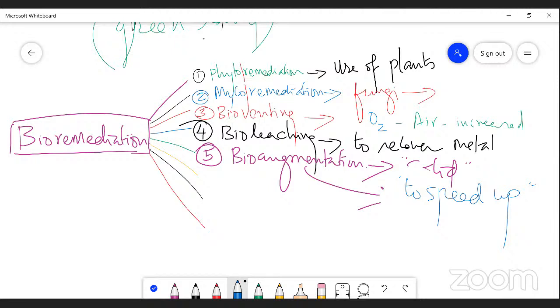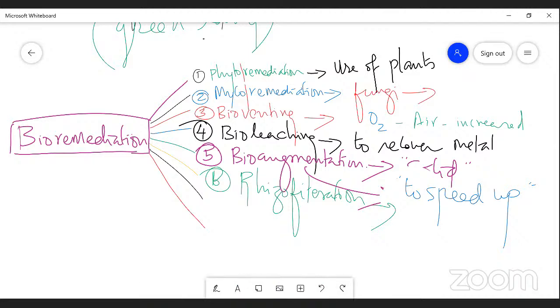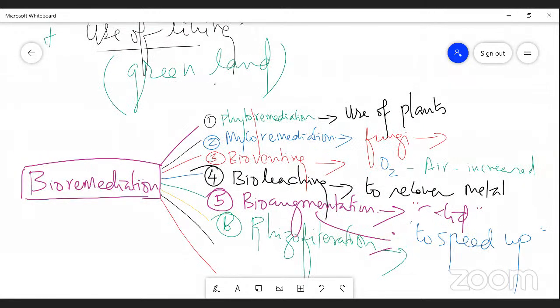And the next type is rhizofiltration. Dear students, one more type is rhizofiltration. I'm talking about the sixth type. Rhizofiltration means the use of microorganisms in the rhizosphere, right? If you take a plant, from the root portion, now this is the root portion. Dear students, you can understand.